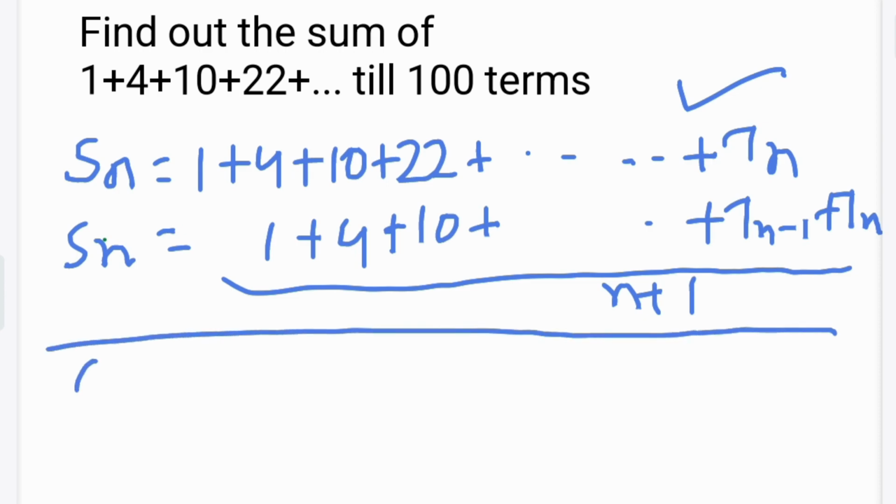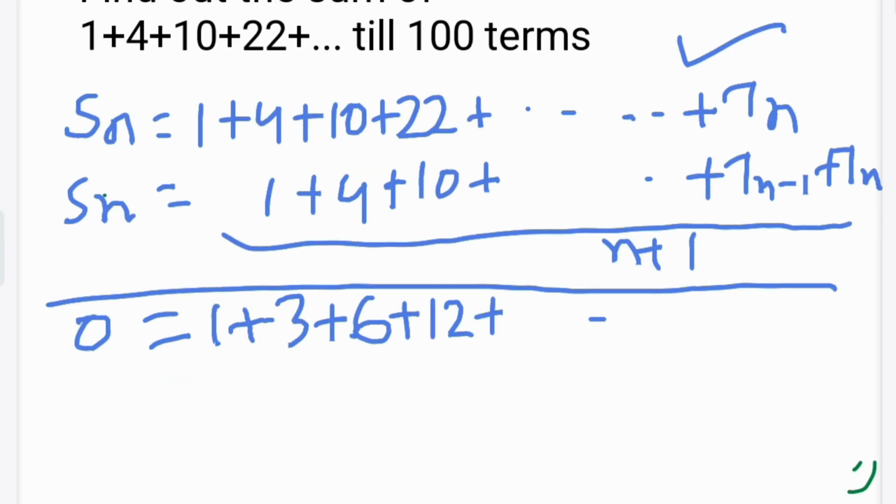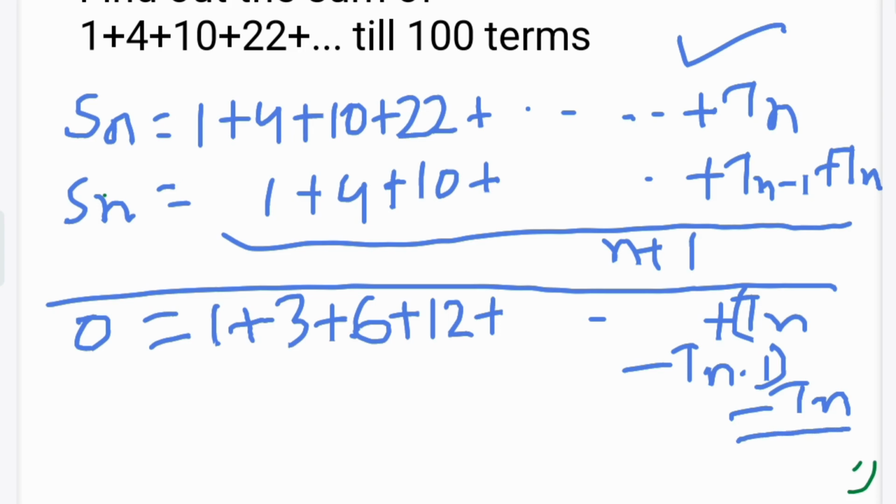Now subtract the second Sn from the first Sn, right? So this will be 0, then 4 minus 1, that is 3, plus 10 minus 4, that is 6, plus 22 minus 10, that is 12, and so on. Now notice this one, this is Tn from the first Sn, minus Tn minus 1 from the second Sn. So we can write it in parenthesis minus Tn, that is the last term of the second Sn. So let's take this Tn at the left side.